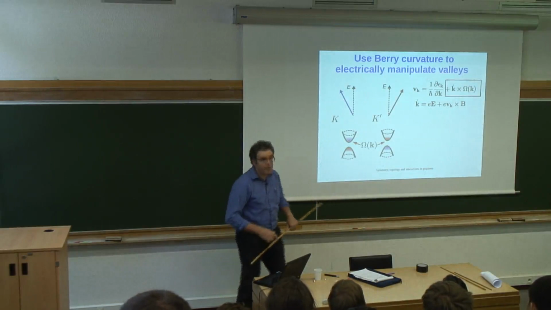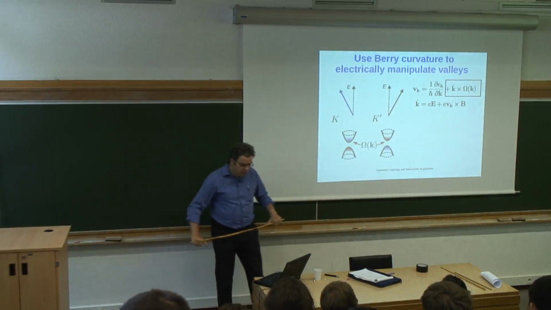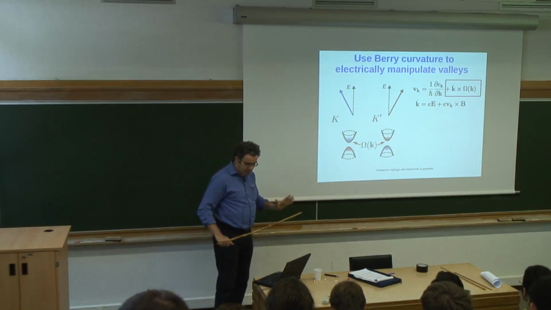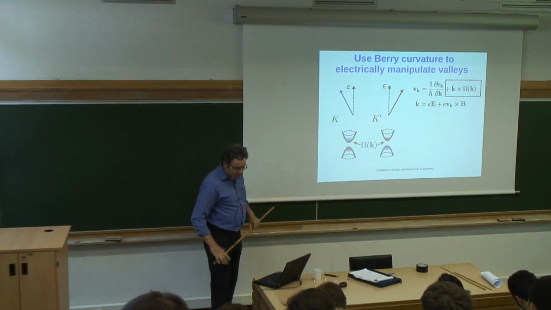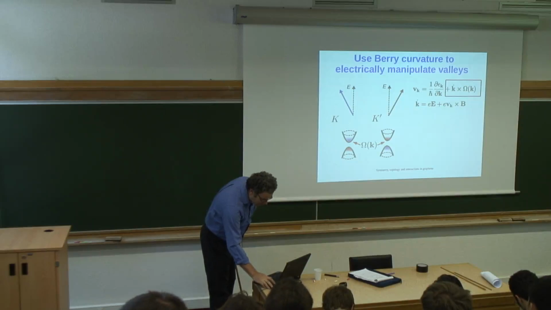Right. So what we are going to do is to use Berry's curvature to manipulate valleys. That was the original plan, and I showed the previous paper just to explain what else is going on.